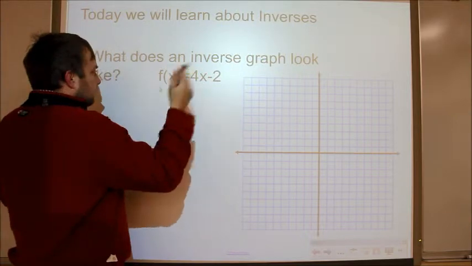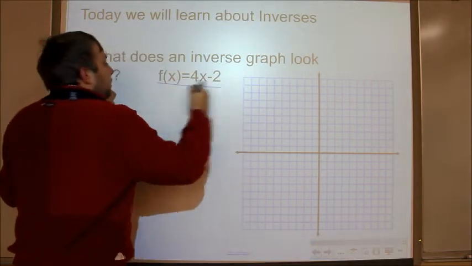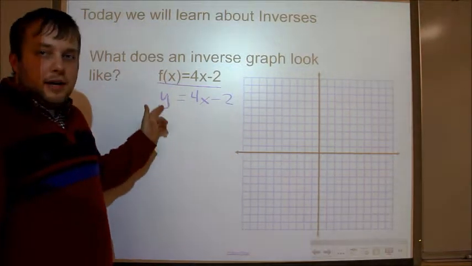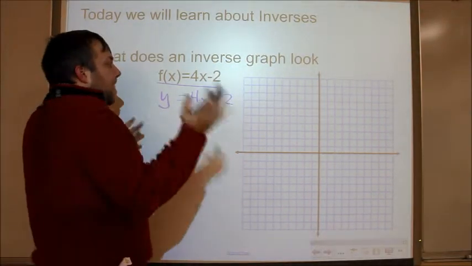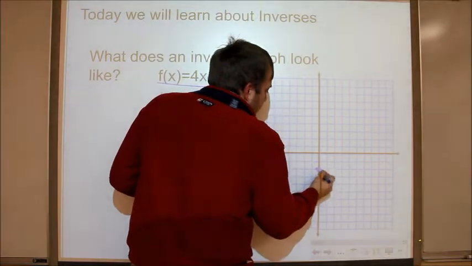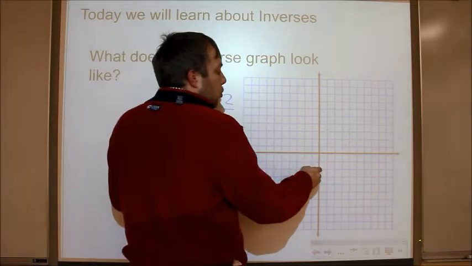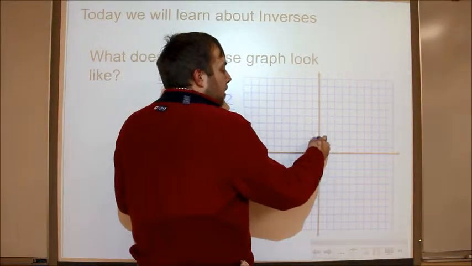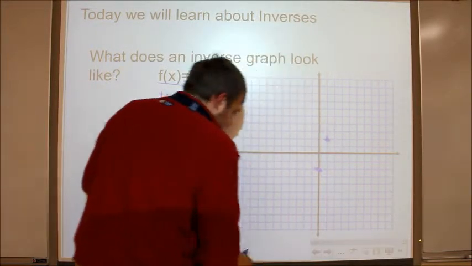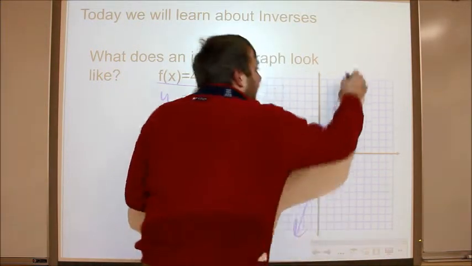Graph it. Actually, wait, I'm going to do it in blue. I'm going to write this as y equals 4x minus 2. Haven't done anything different, just rewrote f of x as y. Then I'm going to graph the normal function. What does it normally look like? Start off at negative 2. Then it's going to go up 4 over 1: 1, 2, 3, 4 over 1. Now I'm going to go up 4 over 1 one more time and graph the line.